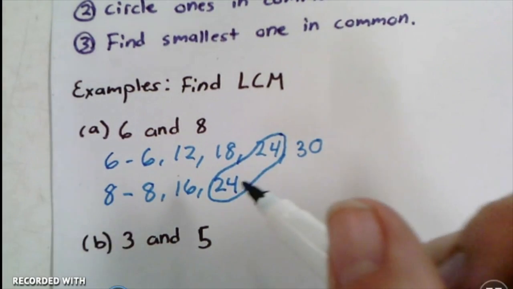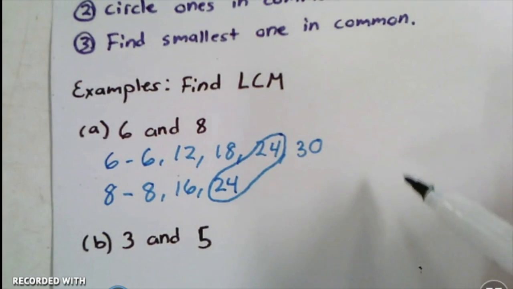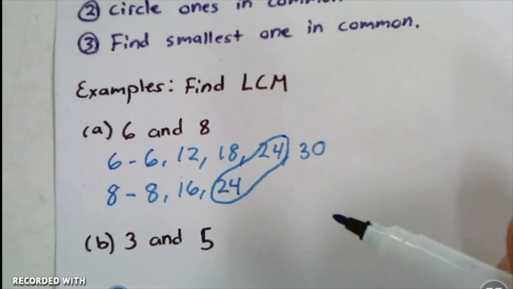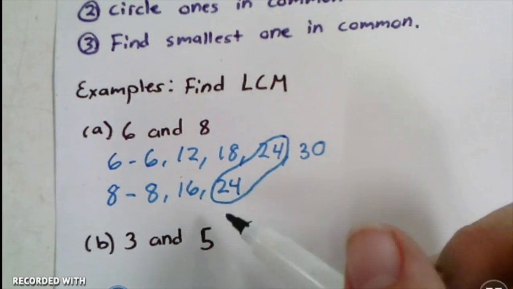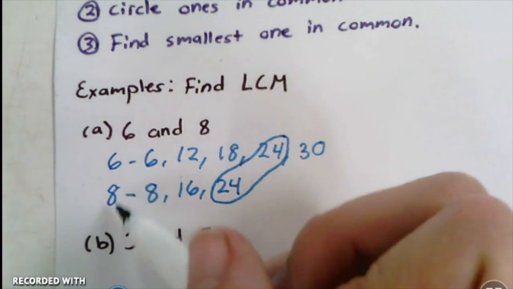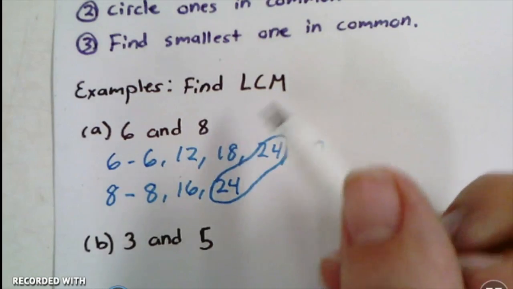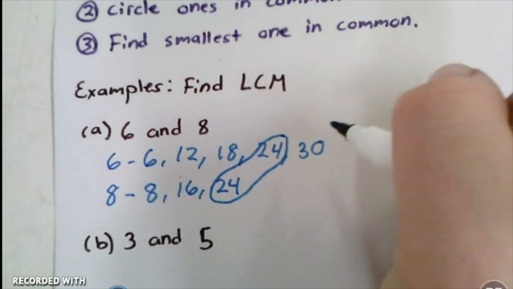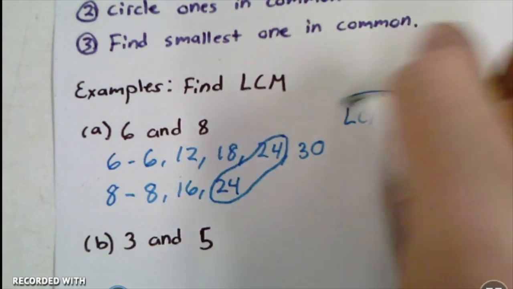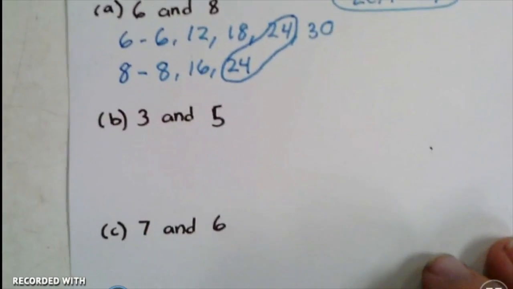Although the way the book had you do it is you would keep going. You would circle all their common multiples and then find the smallest. But honestly, that's just more work. And why bother doing more work, right? This is the smallest number that is a multiple of both 6 and 8. So the least common multiple of 6 and 8 is 24. Yay.